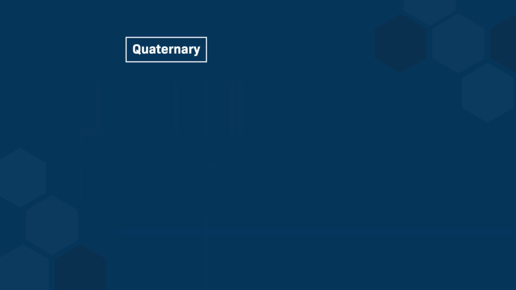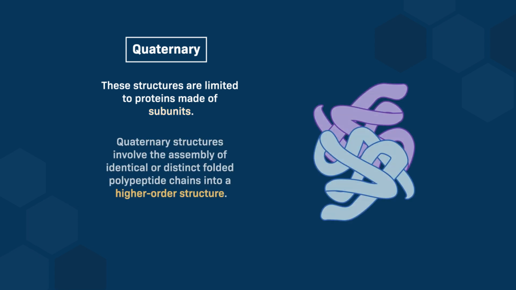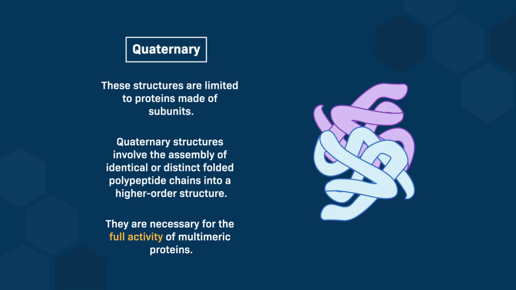Quaternary structure exists in some proteins that are made of different subunits. Either identical or distinct folded polypeptides assemble to form this higher order structure. Usually, the assembly of the subunits into the quaternary structure is necessary for the full activity of the protein.